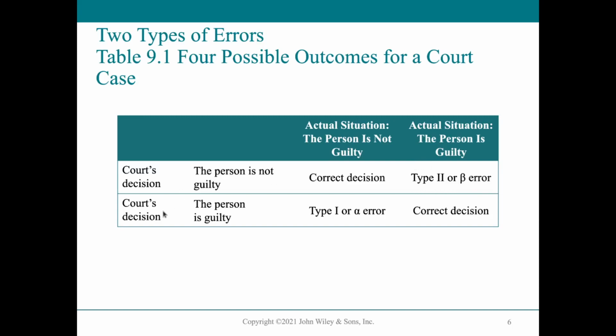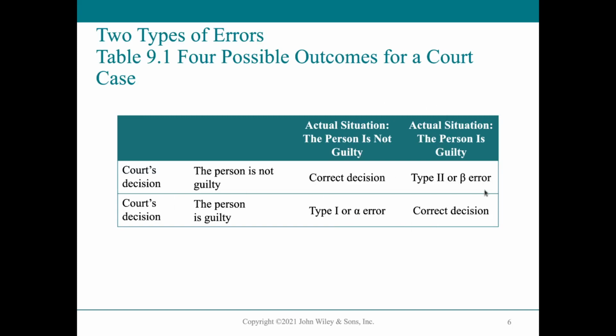And then if your decision is that the null hypothesis should be rejected, or in this case, the court's decision is that the person is guilty, but in reality, the person is not guilty, you have committed what you call a type 1 error, or an alpha error.